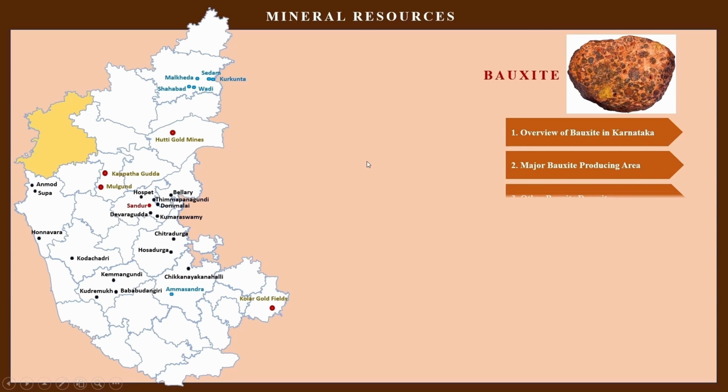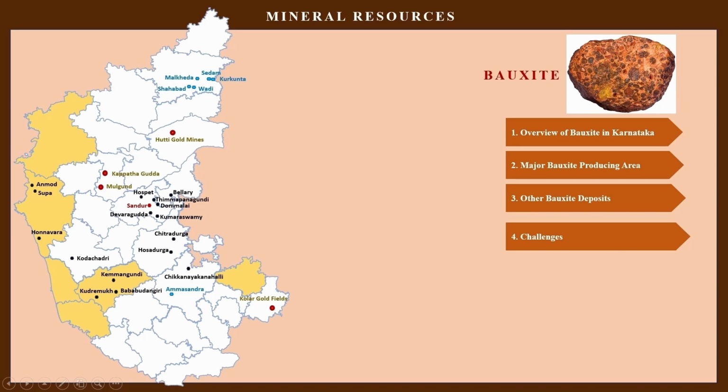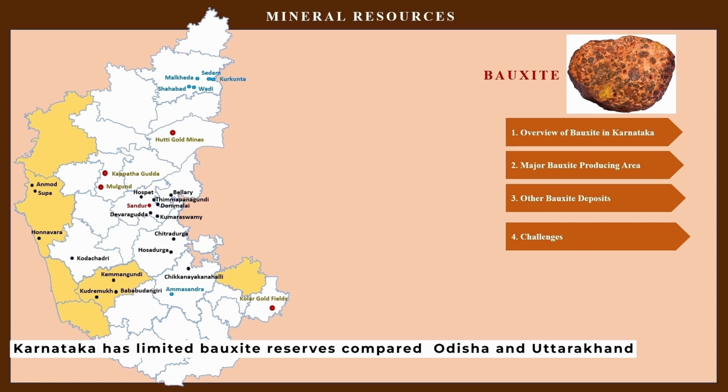And which are the other districts where we can find bauxites? We find it in other places like Uttar Kannada, Udupi, Dakshin Kannada, Chikmagalur, and Kolar as well. These are the other places where it can be seen. In Karnataka, only in Belgaum we have higher reserves of bauxite. Odisha and Gujarat have higher reserves of bauxite.